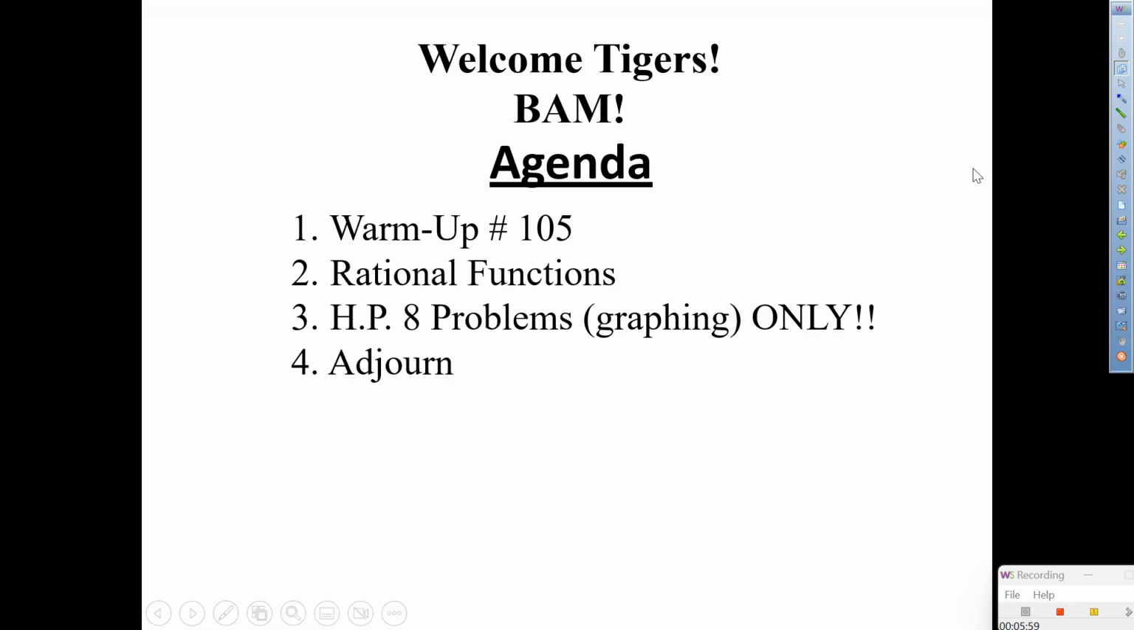Our agenda for today: warm-up number 105, rational functions. Tonight's home plate is 8 problems. Again, oh yes, we got this. So once you're done copying the agenda, turn in your home plate from 2 days ago, which was your sign progress or your sign screenshot. And the second home plate was last night. Turn that in as well. That counts as a participation grade, by the way. Make sure you turn that in.